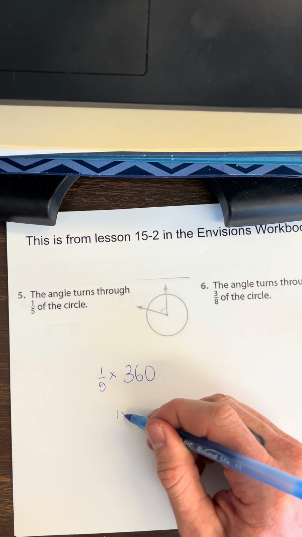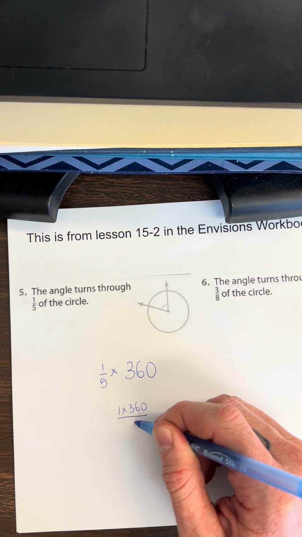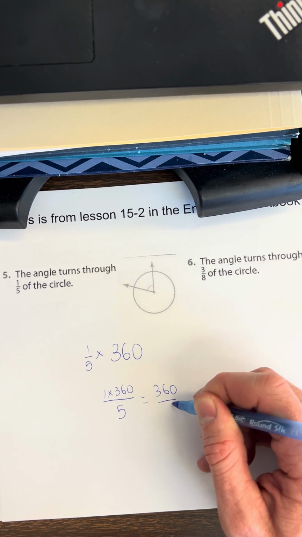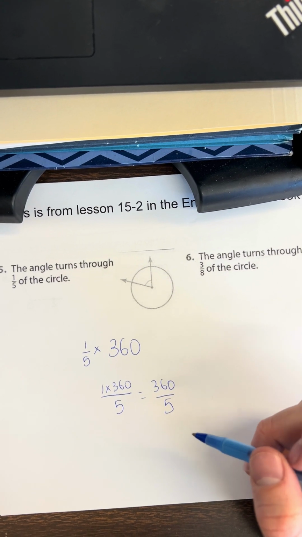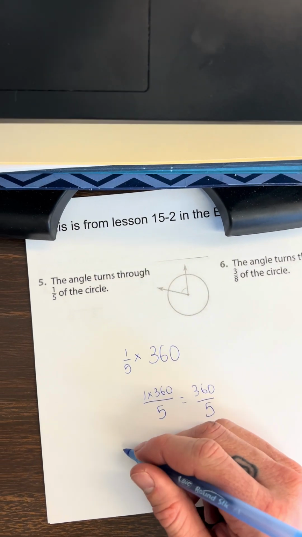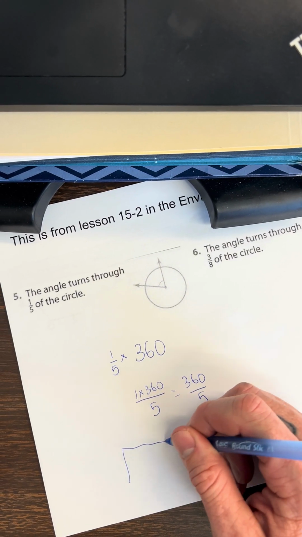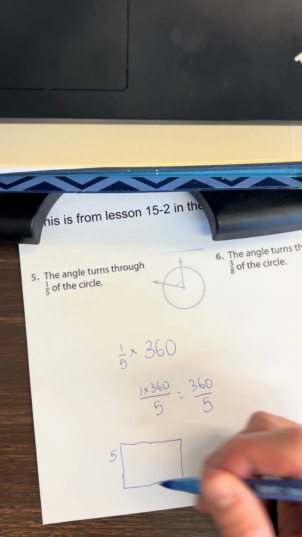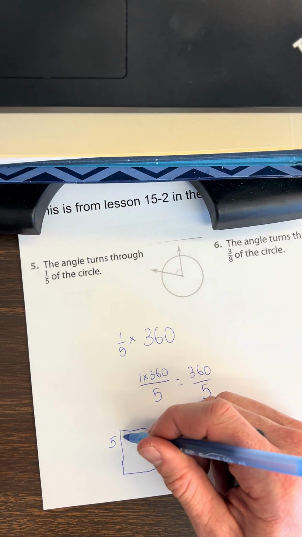This means you get 1 times 360 over 5, which means you end up with an improper fraction that looks like this. To do this, we have to divide. I'm going to do a partial quotient. I put my divisor there and my dividend here.